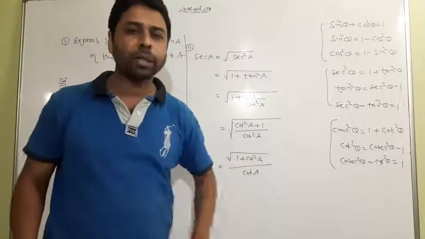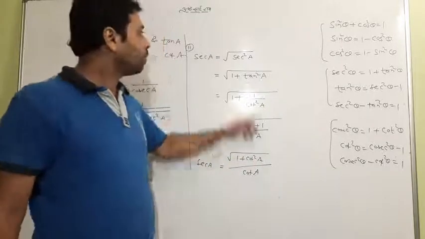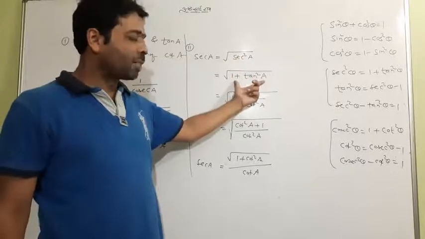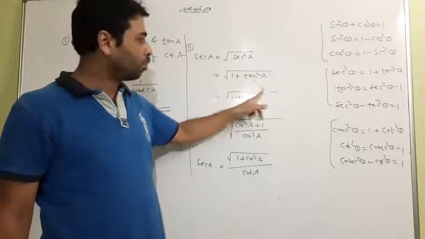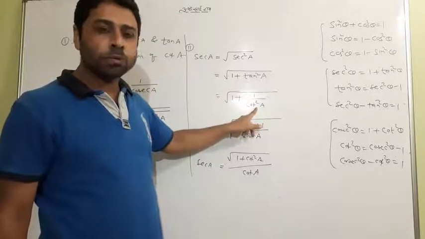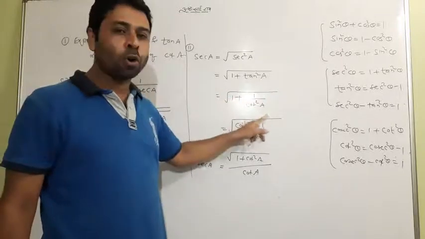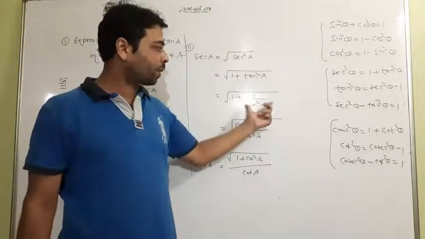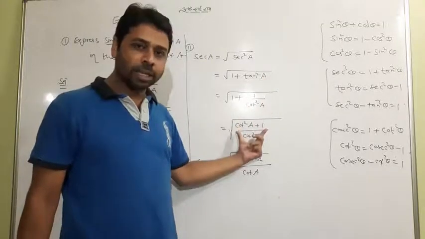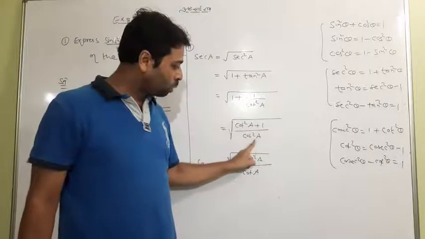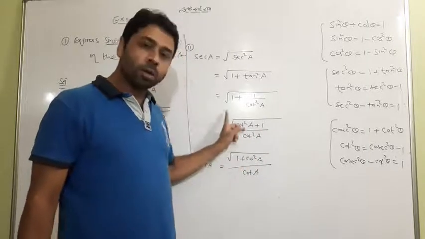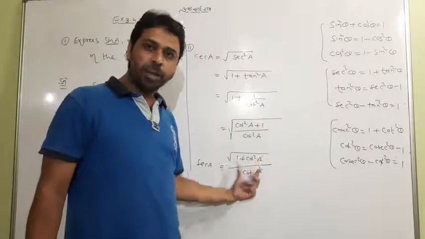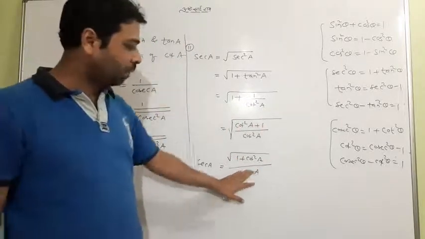See the method properly. You can also get it on your own. Nothing hard. First I wrote under root sec square A. Then I wrote 1 plus tan square A. Then I knew that tan square A is equal to 1 by cot square A, because tan A is equal to 1 by cot A, as both are reciprocal to each other. So instead of tan square A, I have written 1 by cot square A. Then I took an LCM, and then I took out cot square A as cot A because it was under the root sign. But 1 plus cot square A is a combined term. It cannot come out. So this is the second one in the form of cot A.